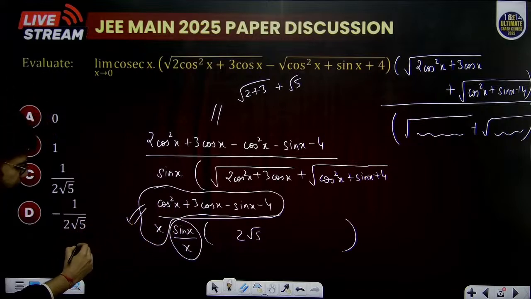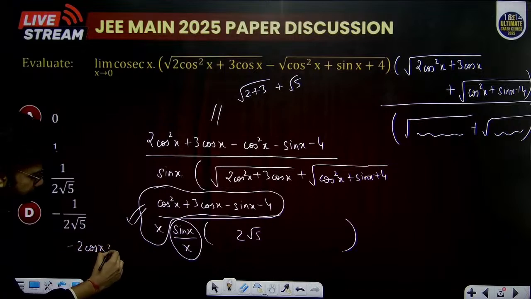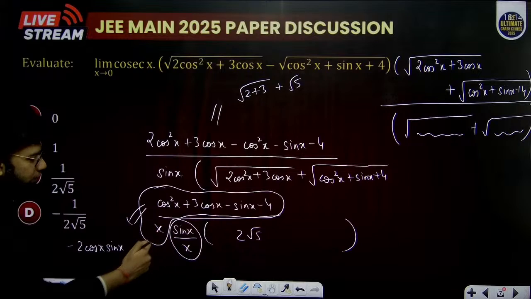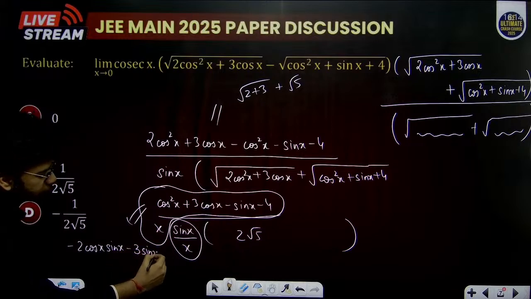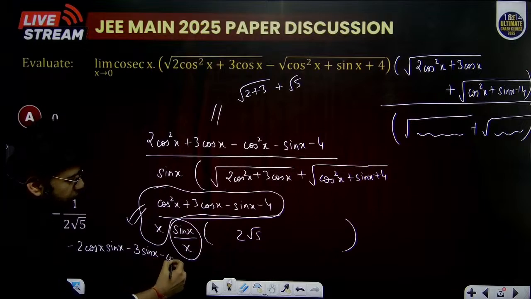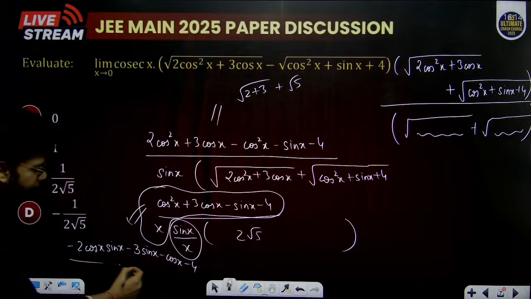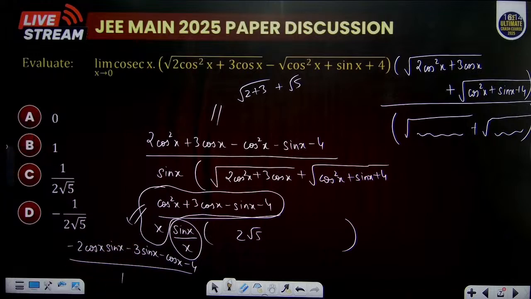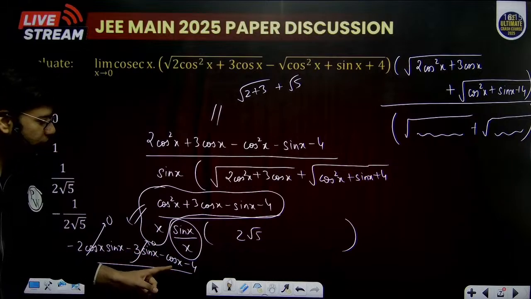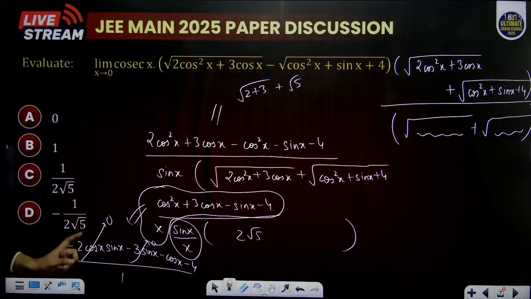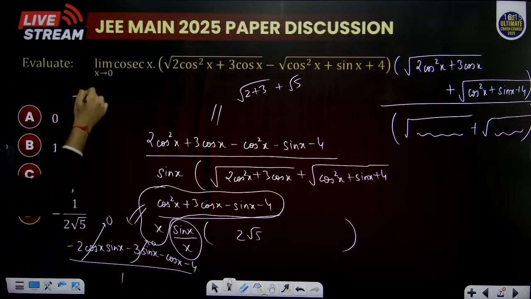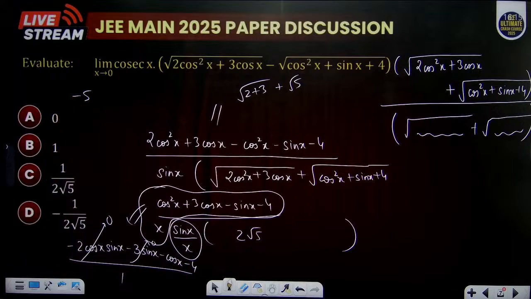Cos square x's differentiation will be 2 cos x into minus sin x. 3 cos x will be minus 3 sin x, minus cos x, minus 4 upon differentiation of x, which will be 1. Now if I put x equal to 0, this sin 0 will vanish. So this will become 0. This will become 0. This will become minus cos 0, which is minus 1, minus 4. So minus 5, minus 5 upon 2 root 5.